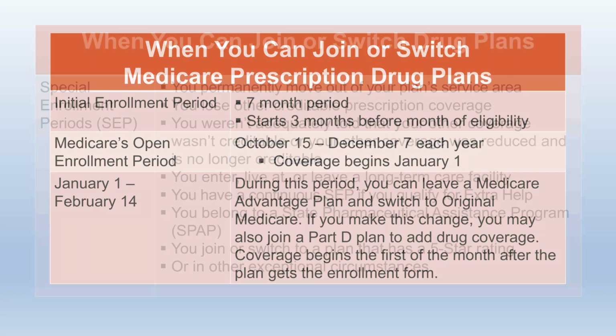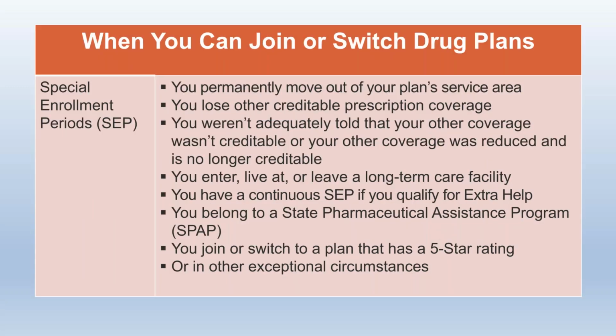Special enrollment periods for joining or switching a drug plan are the same as for Part C Medicare Advantage plans. The only additional thing to mention here is if you belong to a state pharmaceutical assistance program. These are typically programs for folks age 65 or greater, where they can apply based on a low income for this assistance program, and they would be able to make a change to any prescription plan they wanted to any time of the year.